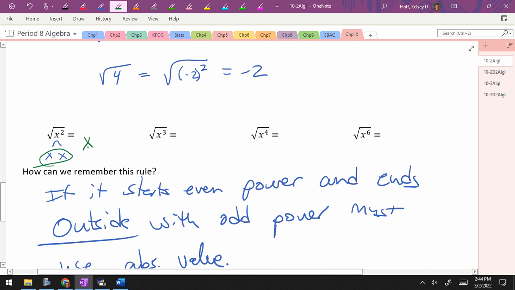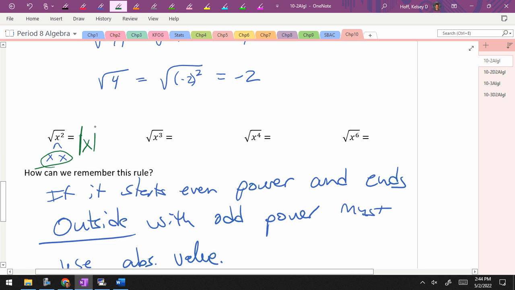When it started, was it even or odd? Even. If it starts even and ends outside with an odd power, it doesn't have the square root anymore. Is that power odd? What do I need? Absolute value.